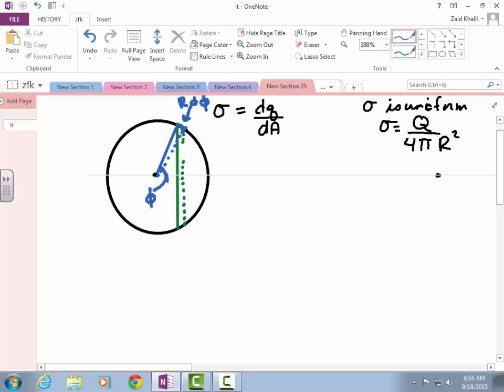But now let's take this little slice. Just look at that little element. How does that little element affect that point there? This little sliver of charge, dq, is going to have an electric field pointed at this point in this direction. So now let's actually draw that.